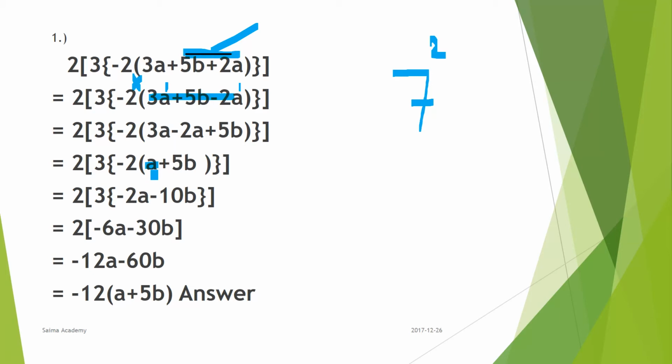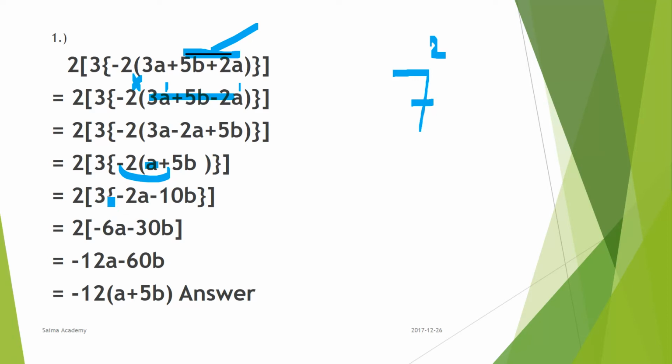So we will write down a here, right? Now see, this is 2, you have to multiply minus 2 with a, so it will be minus 2a, and then minus this minus and this plus, it will be minus 10b, and this small bracket has also gone. We have solved it. Now come to this curly bracket.